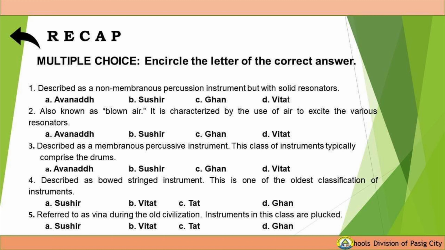Number 3. Described as a membranous percussive instrument. This class of instruments typically comprises the drums. Number 4. Described as bowed stringed instrument. This is one of the oldest classifications of instrument. Number 5. Referred to as vina during the old civilization, instruments in this class are plucked.